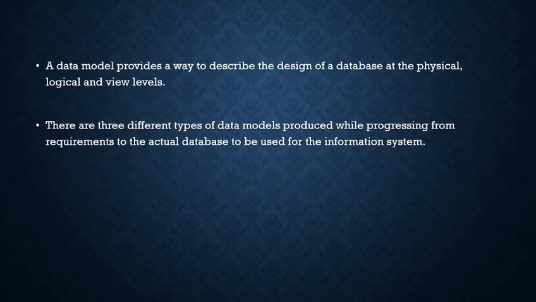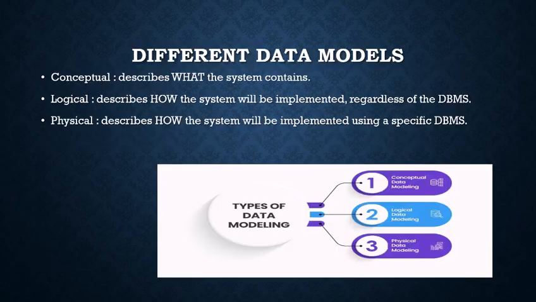A data model provides a way to describe the design of a database at the physical, logical, and view levels. There are three different types of data models produced while progressing from the requirements to the actual database to be used for the information systems: conceptual, logical, and physical. Conceptual: describes what the system contains. Logical: describes how the system will be implemented regardless of the DBMS. Physical: describes how the system will be implemented using a specific DBMS.